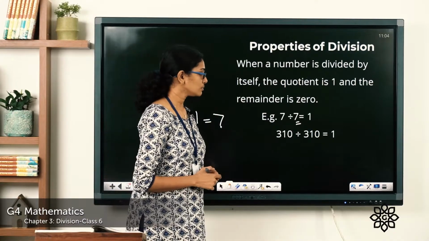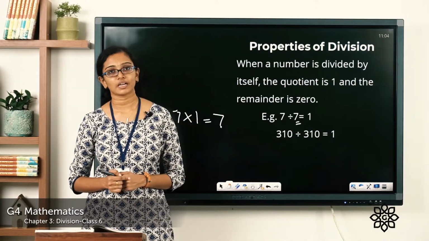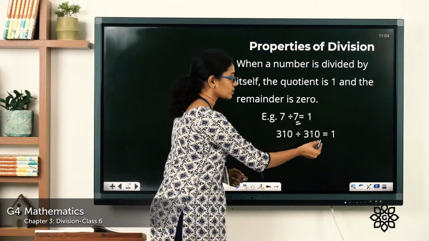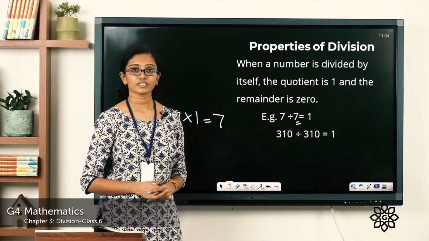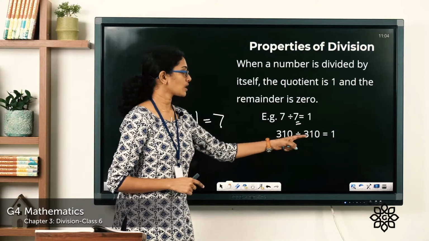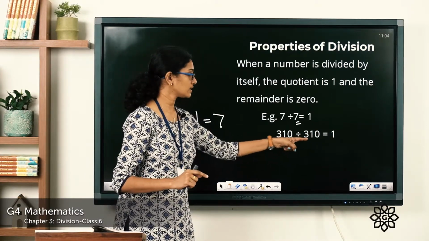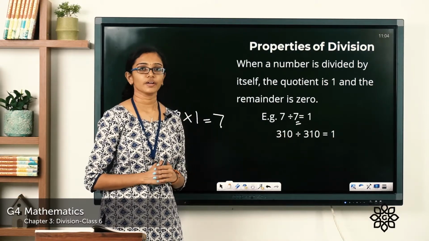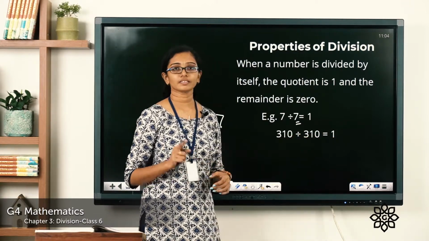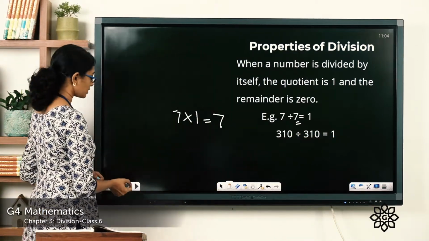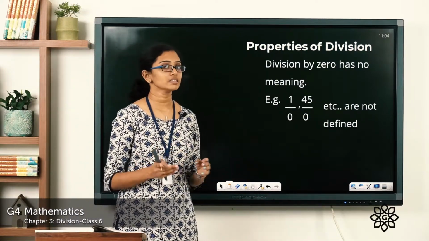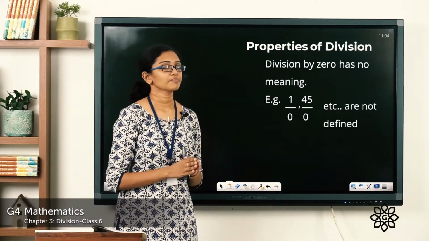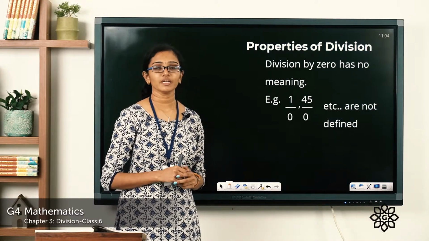This is one more example, 310 divided by 310. How many 310s will give you the dividend 310? 1, right? So there is 1 310 in 310. So there we have 1 as the quotient. So any number divided by the number itself gives you the quotient 1, and since it is a factor, or completely divisible, the remainder will be 0.